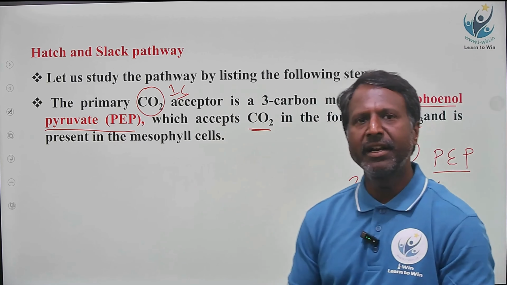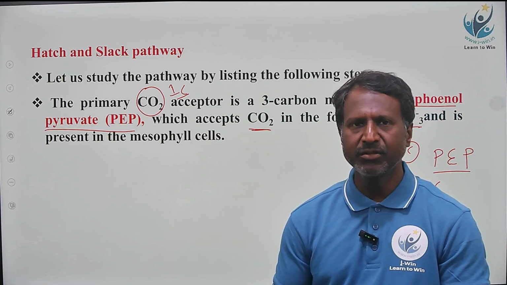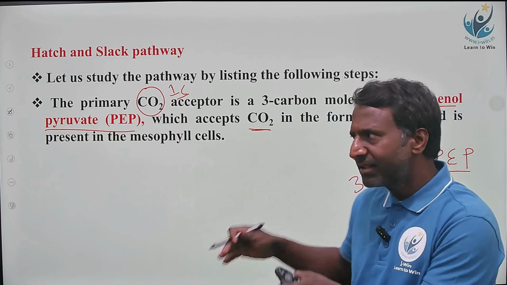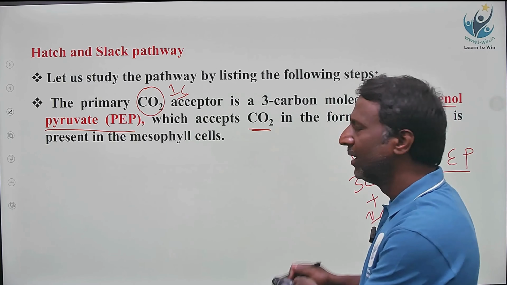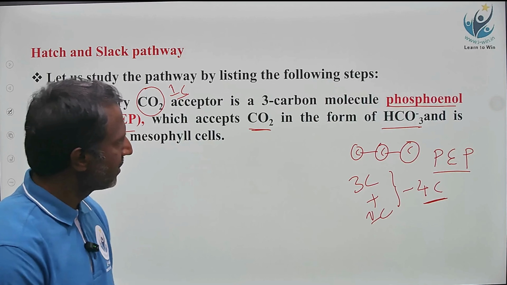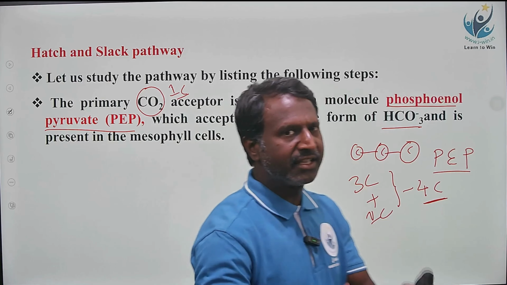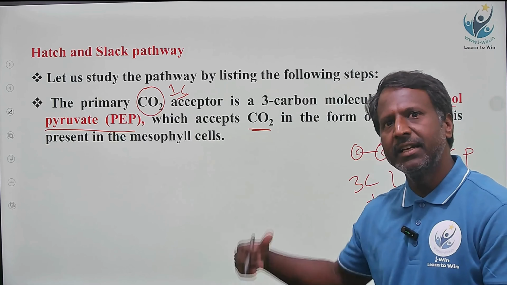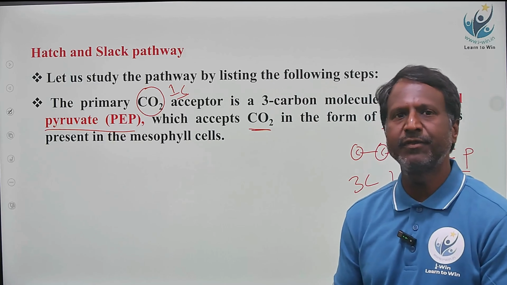That 4 carbon compound's name is oxaloacetic acid. So, since the first formed stable compound in the photosynthesis of some of the plants is a 4 carbon compound, that is why these plants show the C4 pathway.